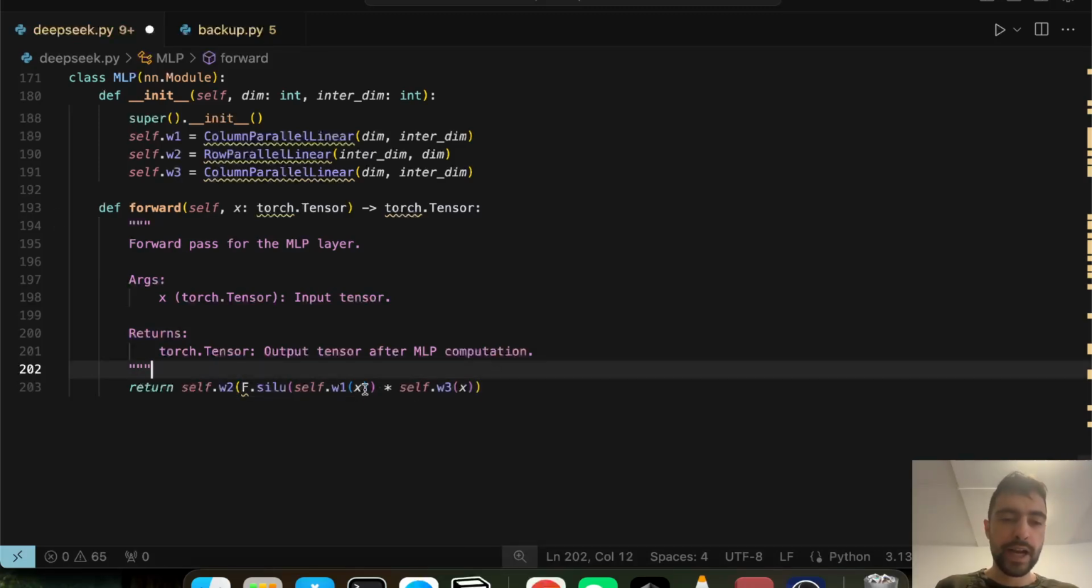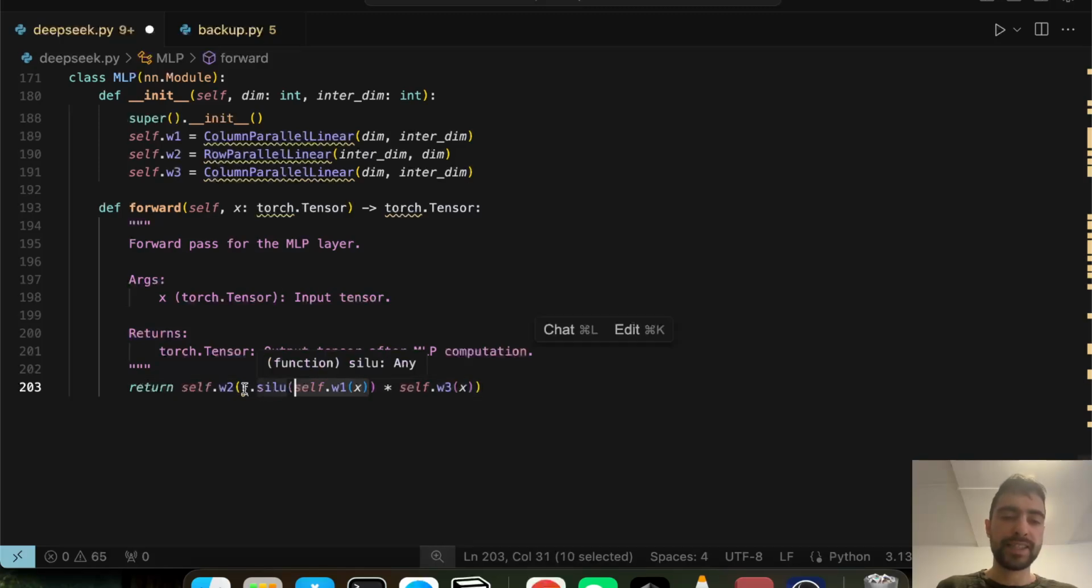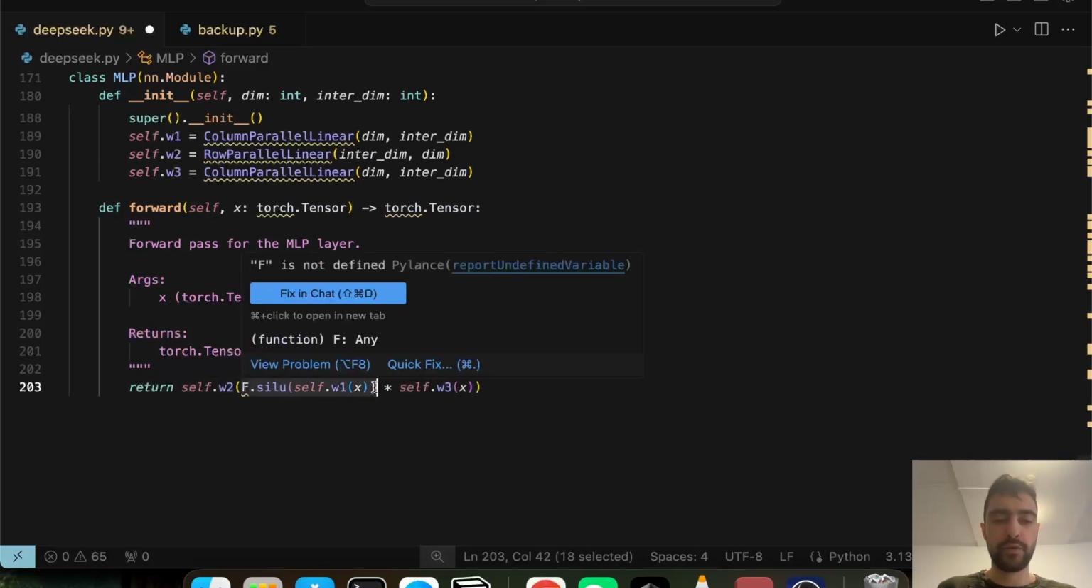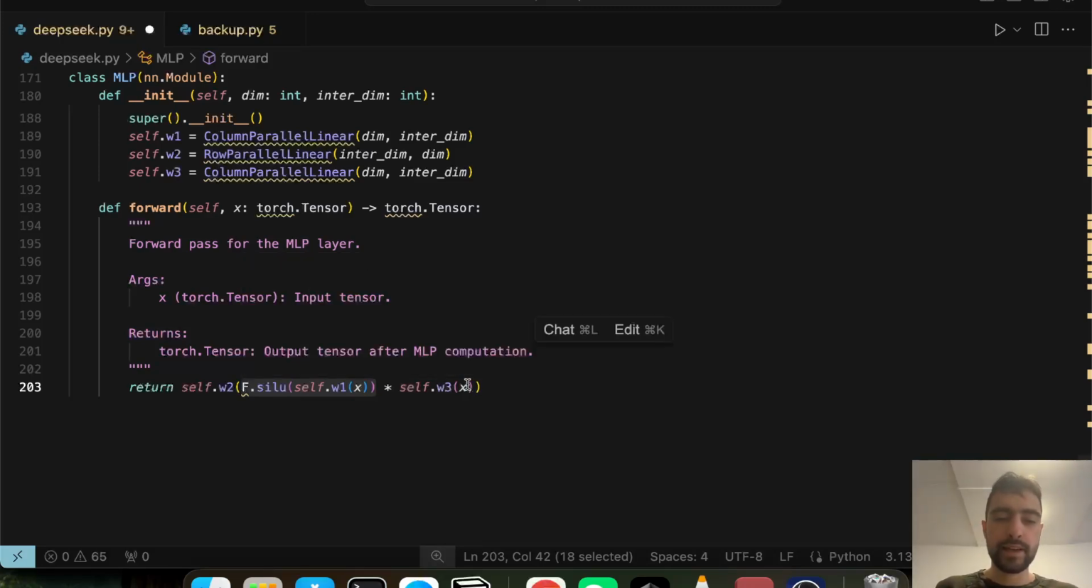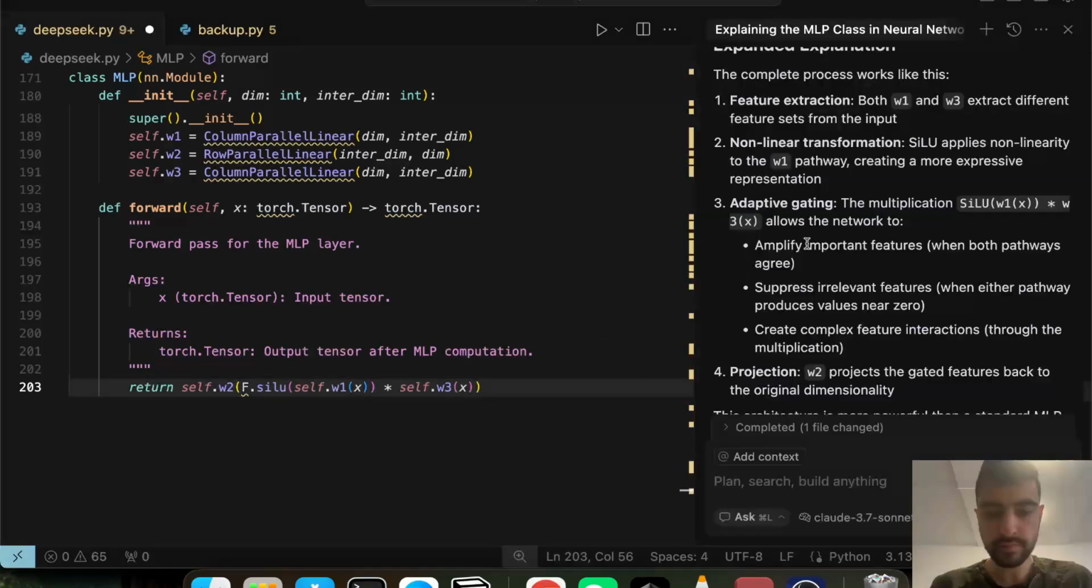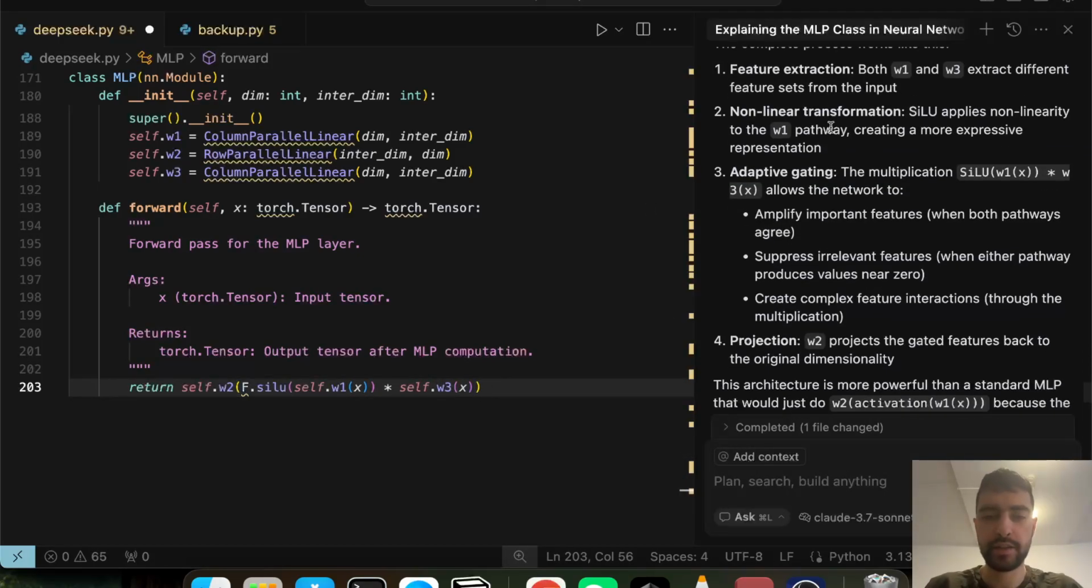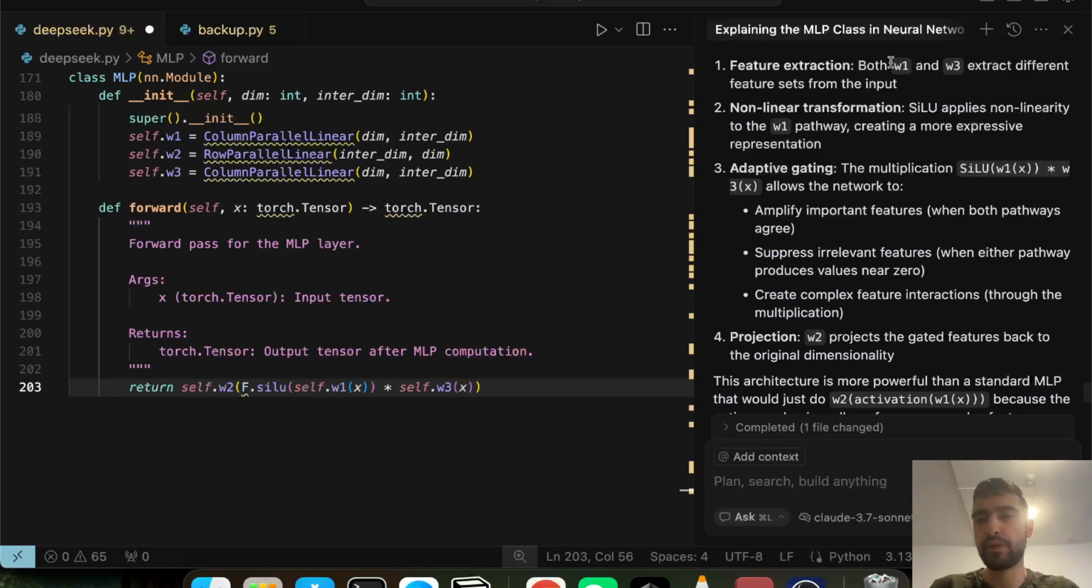So we pass the input through weights 1. We then pass that through the SILU activation function, which introduces non-linearity. And then we multiply that with weights 3. This is a good explanation here. So first, both W1 and W3 extract different feature sets from the input. They transform the input in a different way. And then SILU applies non-linearity to the W1 pathway.